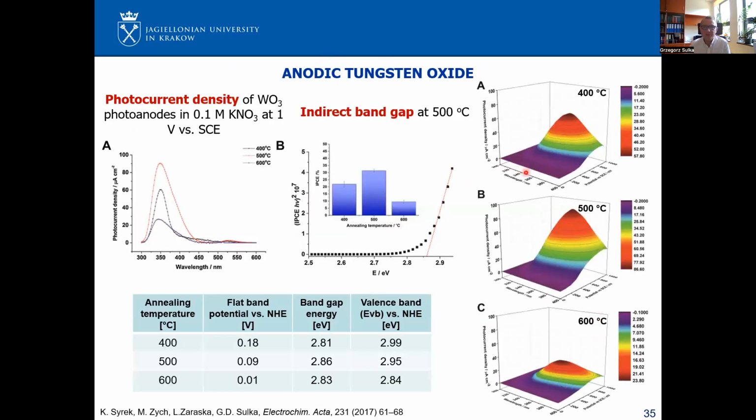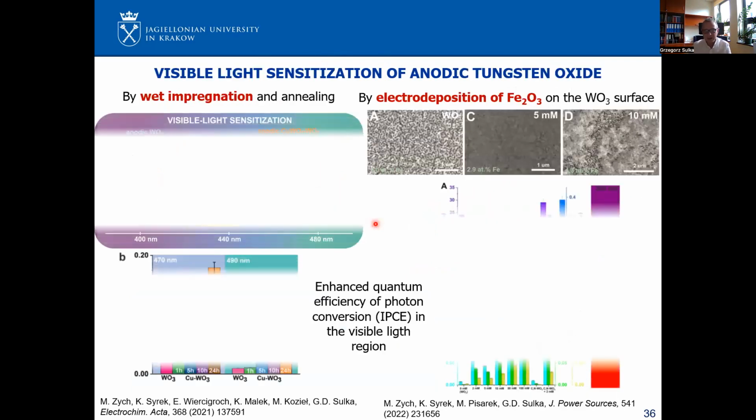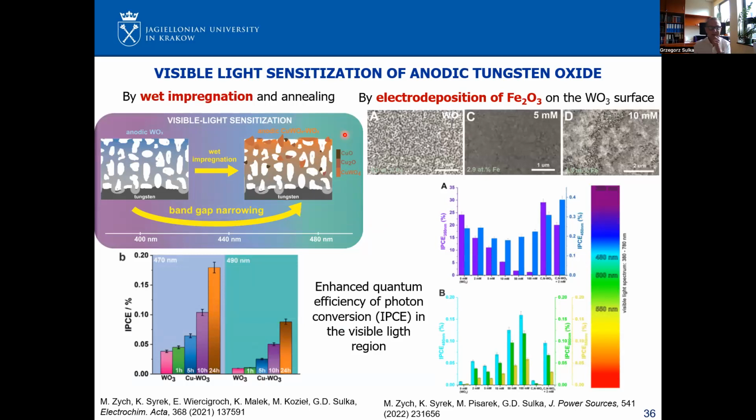Of course, we also studied photoelectrochemical properties. The maximum of generated photocurrent was at 350 nanometers. It's in the UV range, and the band gap we determined is more than 2.8 electronvolts, and the quantum efficiency was the best for a sample which was annealed at 500 centigrade, due to the presence of a thermal oxide at the bottom of the porous oxide.